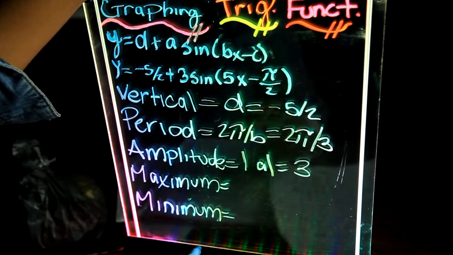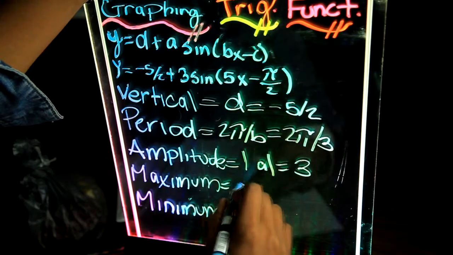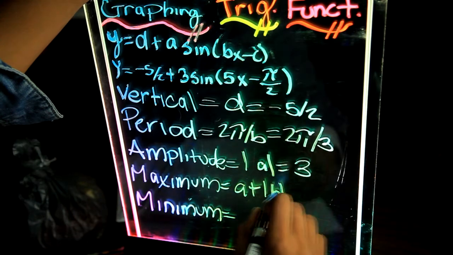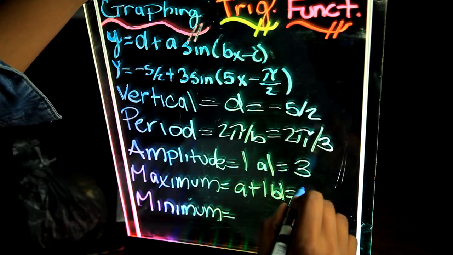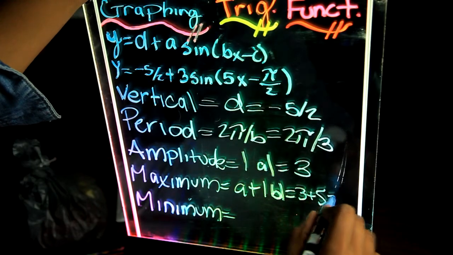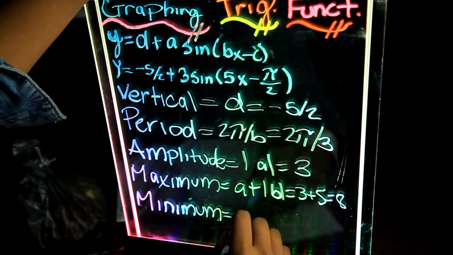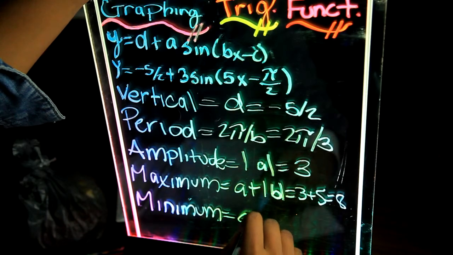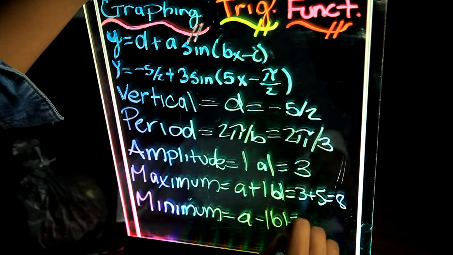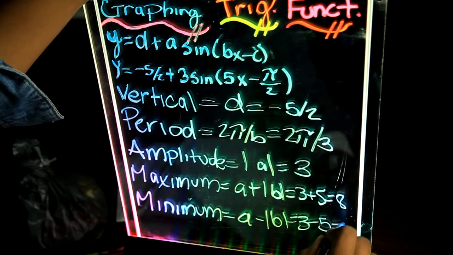And now we're going to go on to our maximum. To find our maximum, it's a plus the absolute value of b, which is equal to 3 plus 5 equals 8. And now we're going to go over to our minimum. Our minimum is equal to a minus the absolute value of b, which is equal to 3 minus 5, which is equal to negative 2.